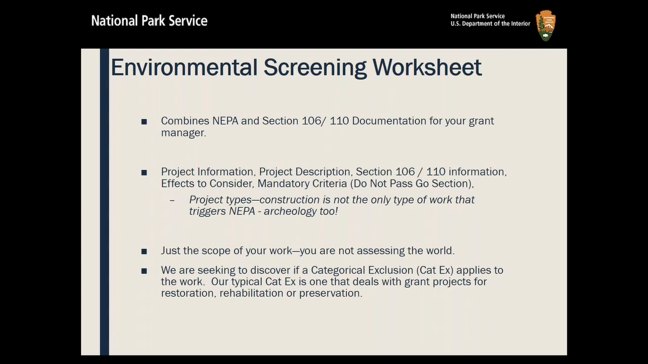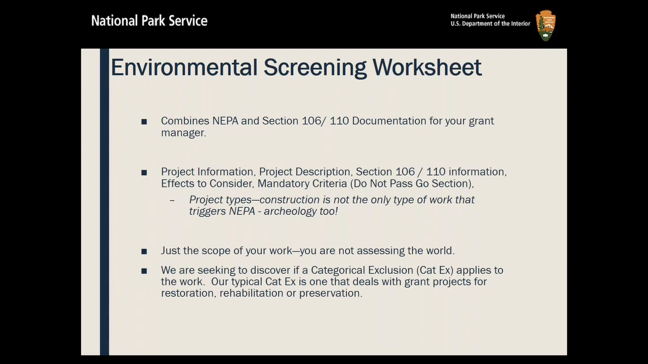And so the building had a roof when it started, and you're going to put a roof back on it. So at that point, you're not going to have any effect to the environment. You're not changing anything with this project. We are seeking to discover if we at the National Park Service can issue a categorical exclusion. They call that a Cat X in the NEPA world, which applies to the work.